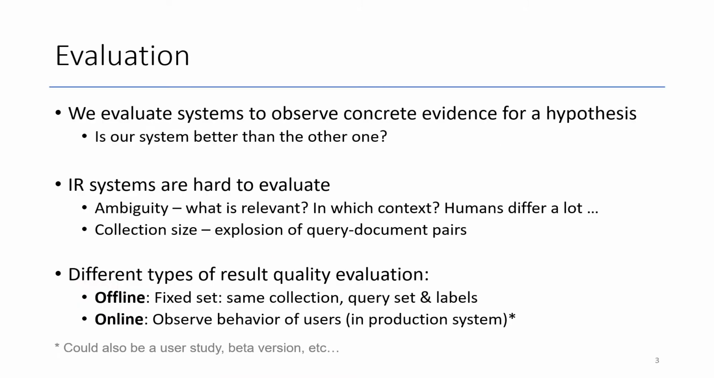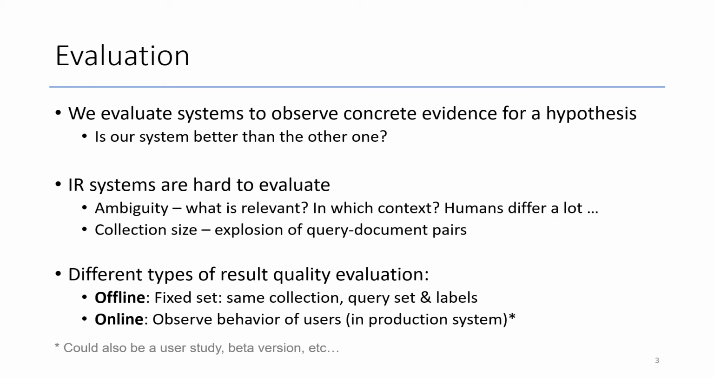So evaluation. We evaluate systems to observe concrete evidence for a hypothesis that we pose. So, is our system better than the other one? I think that's the most basic hypothesis that we can evaluate. We want to measure if our approach is better than the baseline. Well, for information retrieval systems, this is kind of hard.